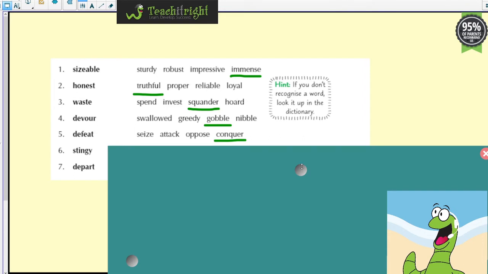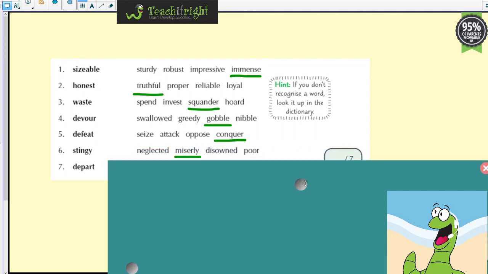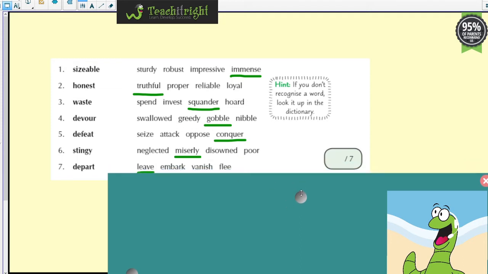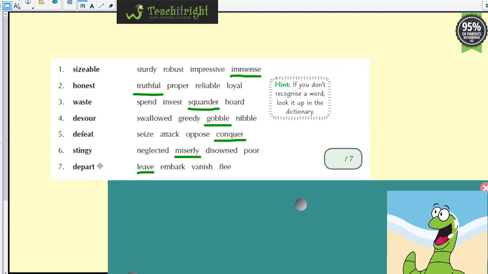Number 6, if you're stingy, this at Christmas time is a good story. It's like the story of Scrooge. If you're stingy, you are miserly. It means you don't share. And miserly is actually a better synonym for stingy than greedy. To depart, finally, is to leave. You depart the building, you leave.